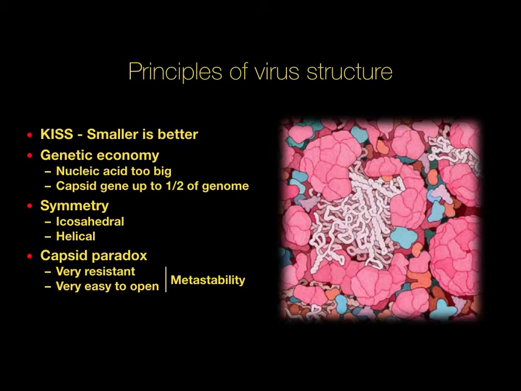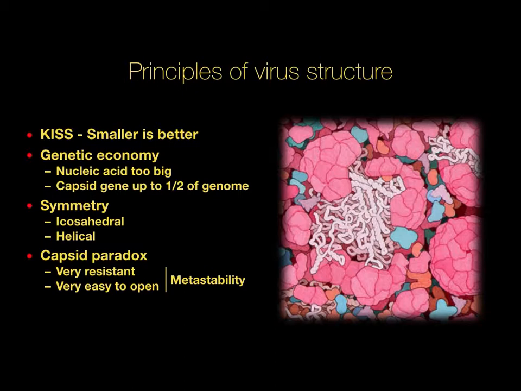Genetic economy is what I was telling you about before. The nucleic acid is going to be too big for having a single protein to protect it, so they need to make different subunits that are going to assemble together. And in some cases, the capsid gene can make up up to half of the genome. And because the difference between the size of the protein and the size of the nucleic acid is larger, as the nucleic acid is bigger, we're going to need more and more subunits as the genome gets larger.